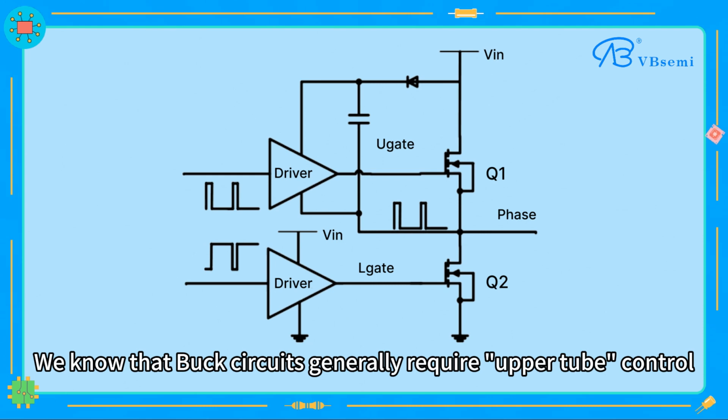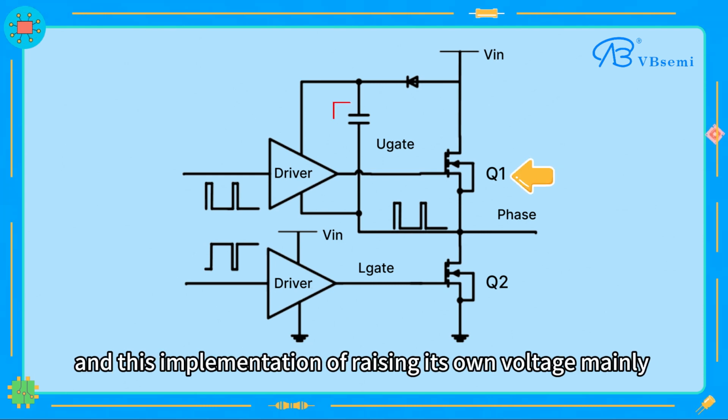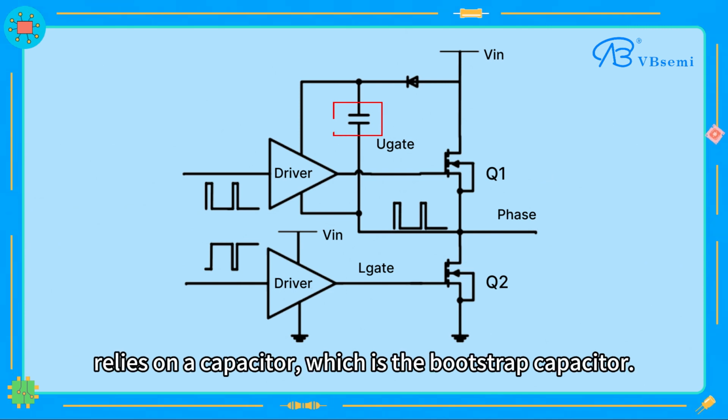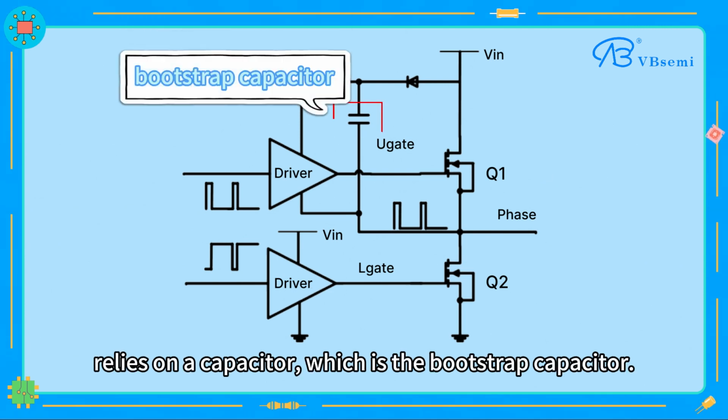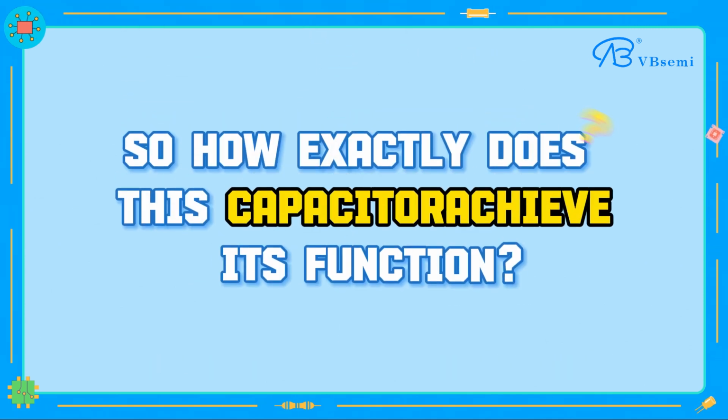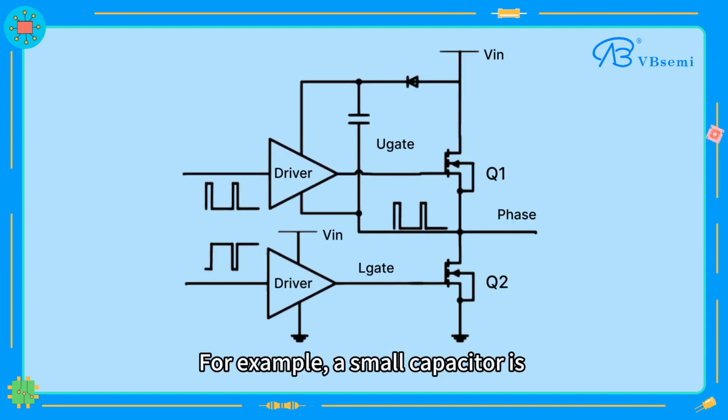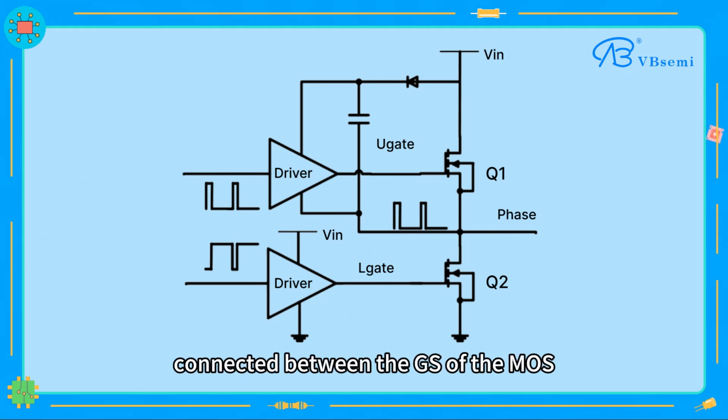We know that buck circuits generally require upper tube control, and this implementation of raising its own voltage mainly relies on a capacitor, which is the bootstrap capacitor. So how exactly does this capacitor achieve its function? For example, a small capacitor is connected between the GS of the MOSFET.